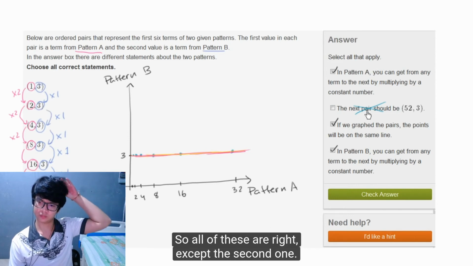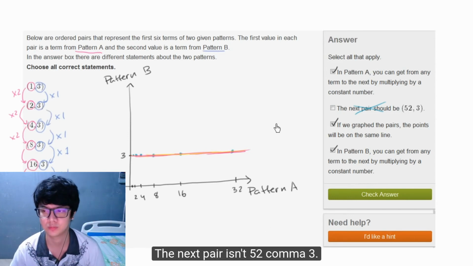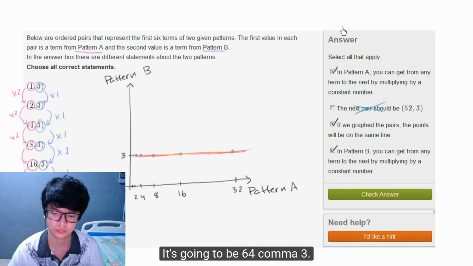So all of these are right except the second one. The next pair isn't 52, 3. It's going to be 64, 3.